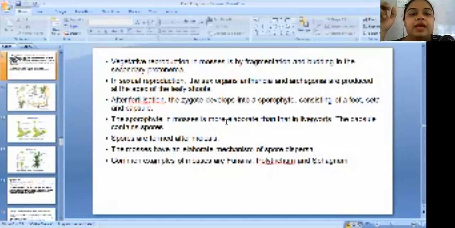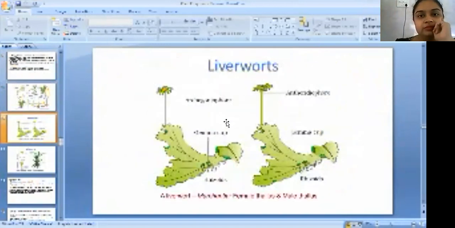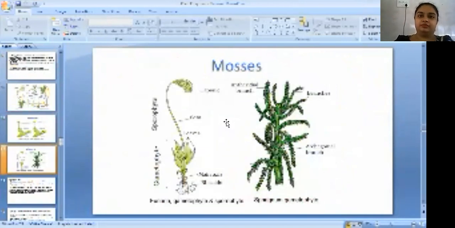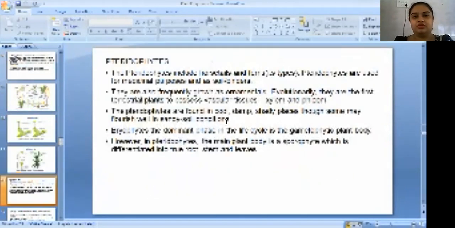The spores undergo meiosis. Mosses have an elaborate mechanism of spore dispersal. After the spores disperse, they will make a new individual. Examples are Funaria, Polytrichum, and Sphagnum. This diagram shows the reproduction procedure. These are the individual diagrams of mosses and liverworts.